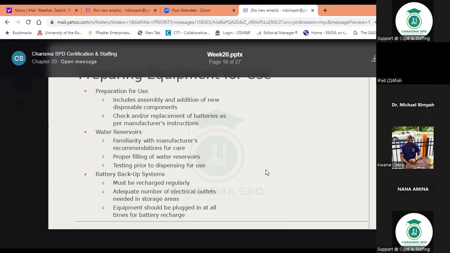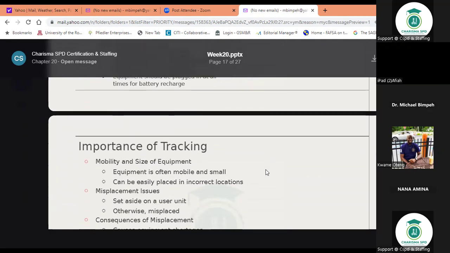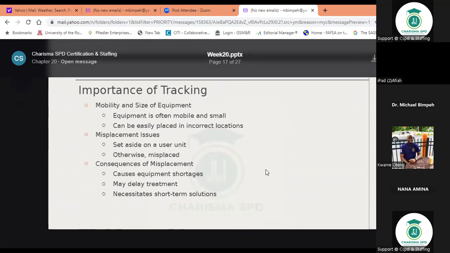The light tells you that it's from red to green, meaning that they are fully charged, or whatever system you are using to charge, so that adequate number of electrical outlets. Yes, we should have a lot to charge those things if you need, and also to plug them. If we keep them in storage, they should be plugged in so that they maintain everything the way they are. Follow the IFU. Equipment should be plugged in at all times for battery recharge. So just follow the IFU to plug that in so that they are fully charged.